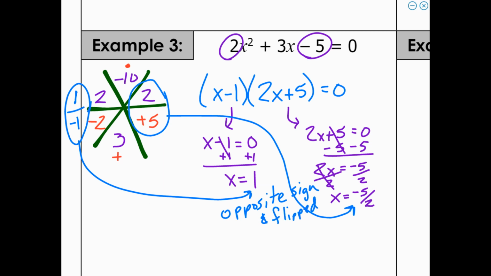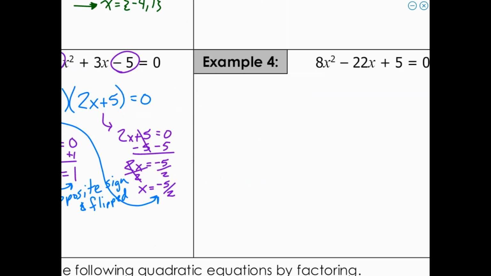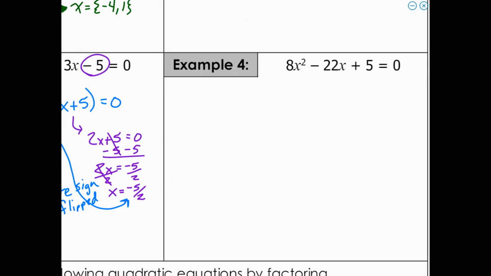Okay? So your solutions are whatever your factors are, and your ratios, change the sign and flip them. Okay? So change the sign and flip them. And you will have your solution. Okay? So let's use that strategy when we do this one.